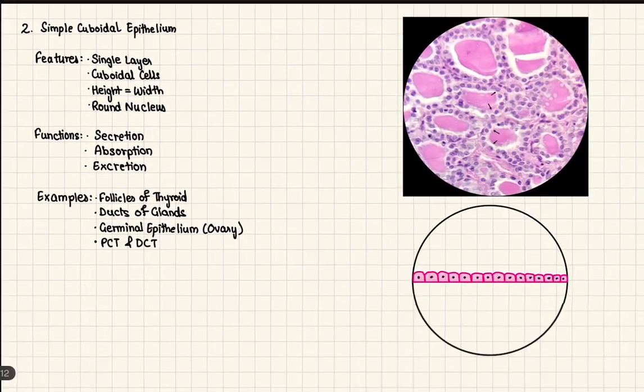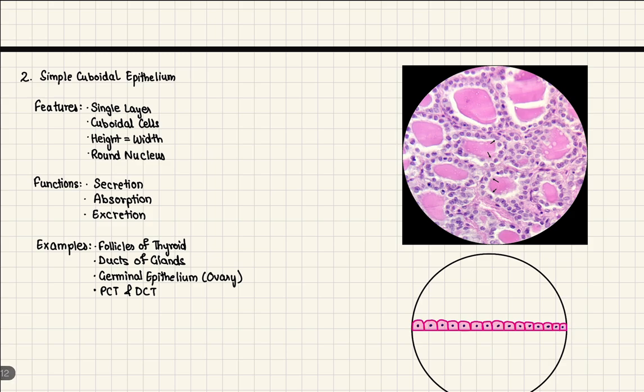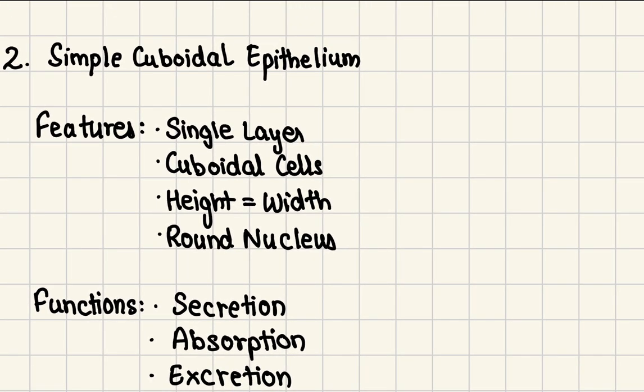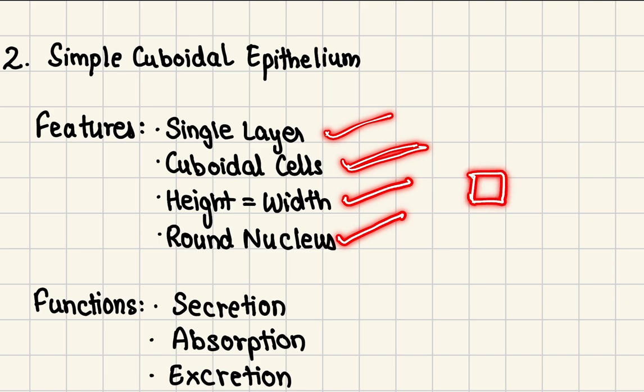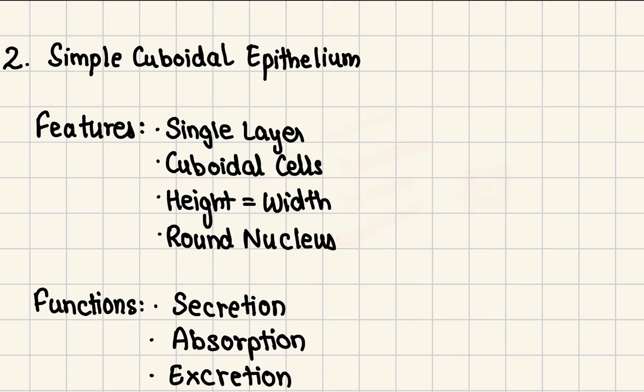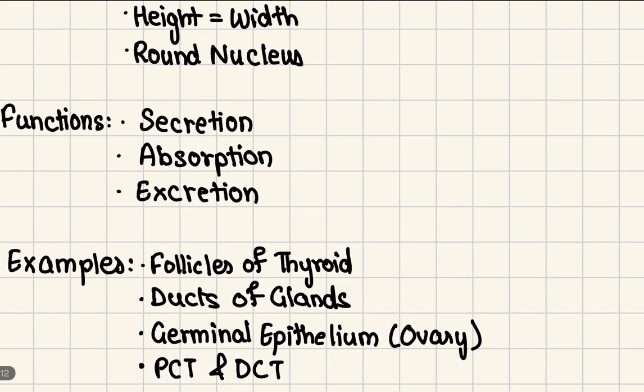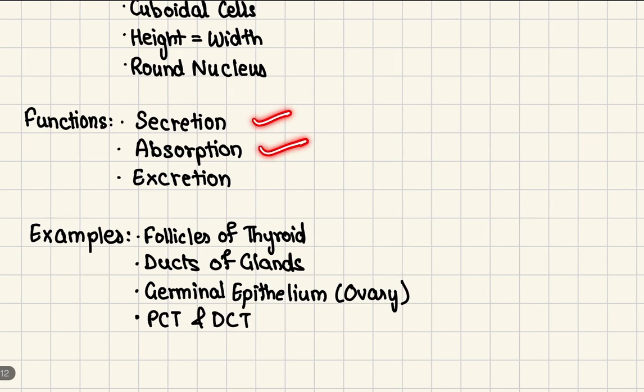Next we come to simple cuboidal epithelium. The features of this are that again it's a single layer of cuboidal cells. The height over here is equal to the width. So a cube is something that has equal height, width and length. So your height and width will be equal for the cells. The nucleus will be round and centrally placed. Now the functions of this epithelium are secretion, absorption and excretion. Majorly it is secretion and excretion.